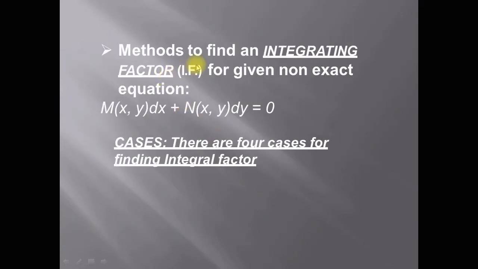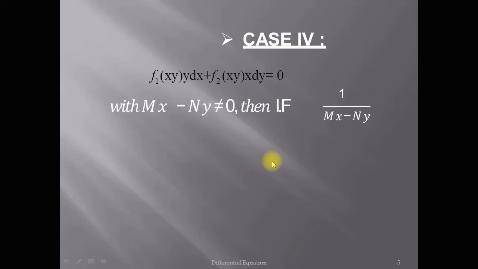So the method for finding an integral factor for the non-exact differential equation M dx plus N dy is equal to 0: for the integral factors, there are 4 cases, in which we are going to discuss the 4th case today.